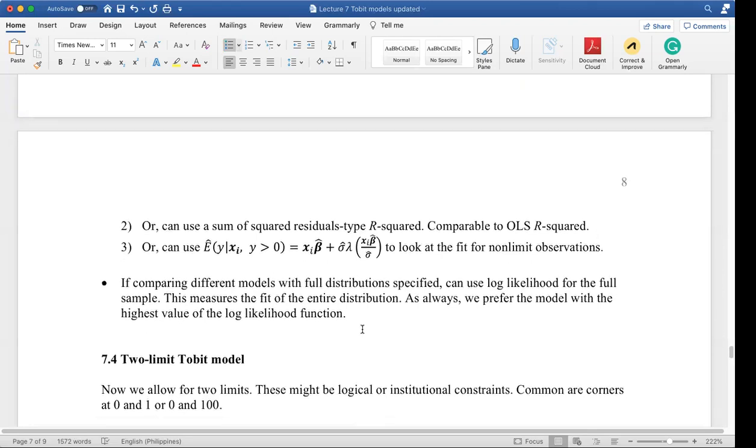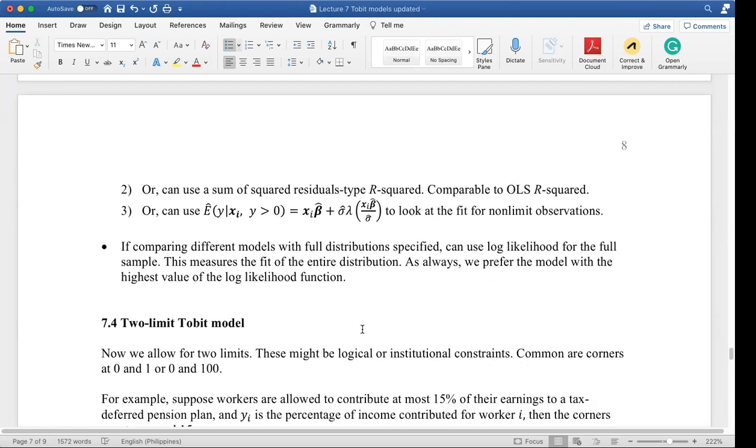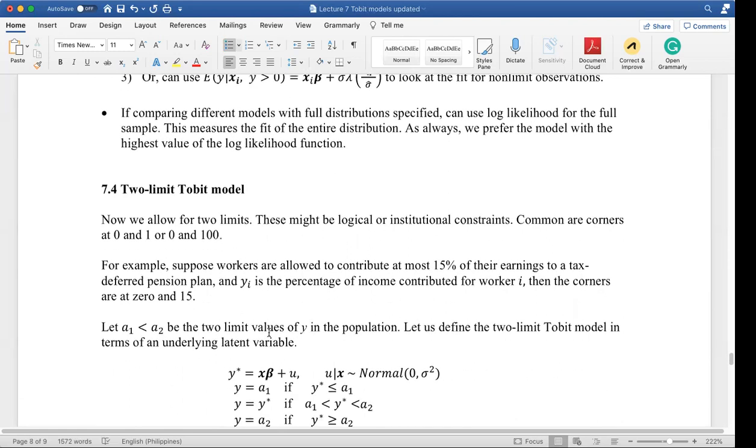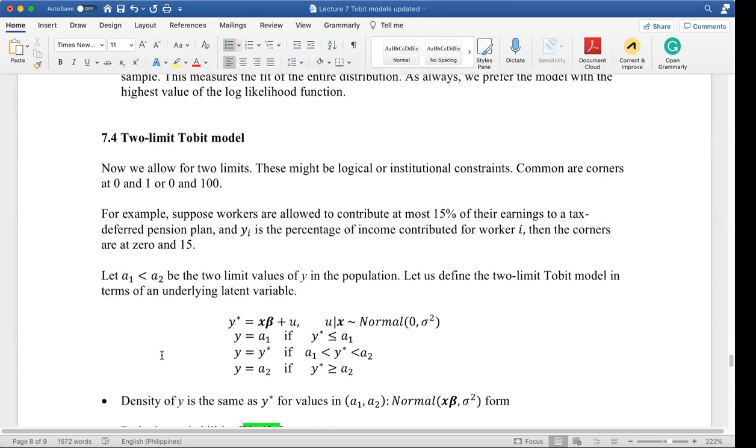Okay, so that's the type 1 Tobit model. Now let's extend the Tobit model to the two-limit model. So now we allow for two limits. These might be logical or institutional constraints. Okay. Common corners are 0 and 1 or 0 and 100. Okay. For example, suppose workers are allowed to contribute at most 15% of their earnings to a tax deferred pension plan, and y sub i is the percentage of income contributed for worker i, then the corners are at 0 and 15.